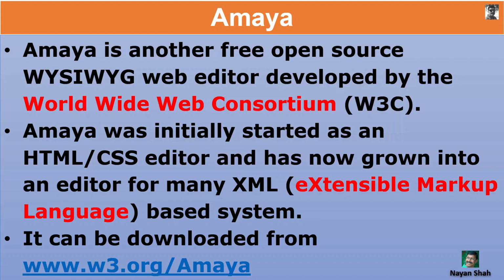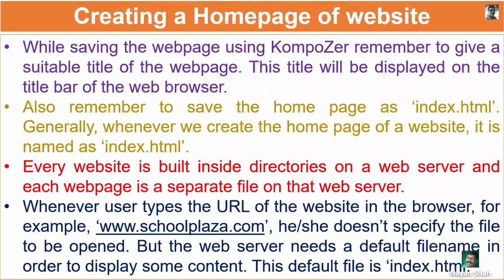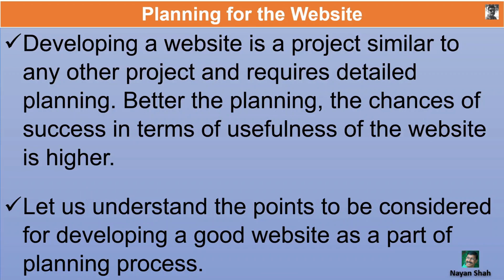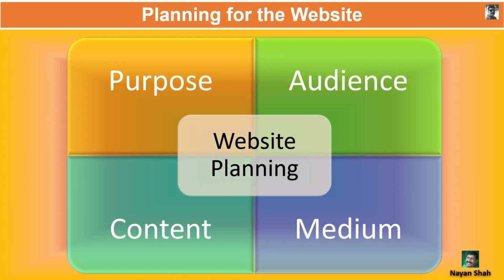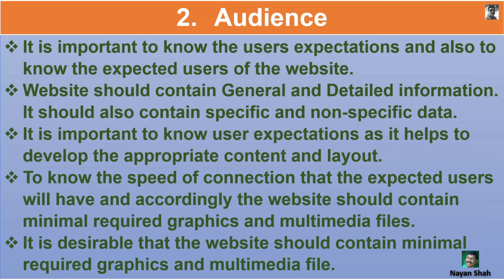A very interesting chapter. Let us quickly revise it. Planning for a website requires 4 things to keep in mind: purpose of the website, audience of the website, content of the website, and medium of the website. Purpose must be clear. One should know for what reason we are designing the website.